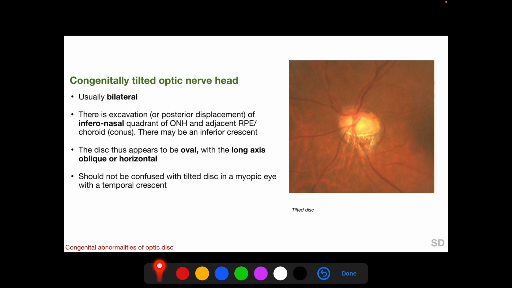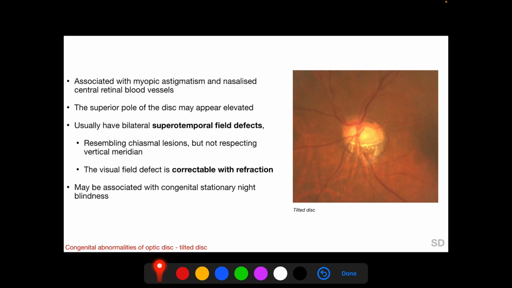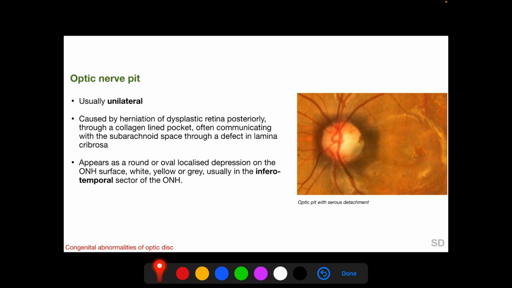With a tilted disc in a myopic eye, we find the crescent most prominent temporally. Because of this inferonasal excavation, there is myopic astigmatism and nasalization of the central retinal blood vessels. The superior pole of the disc may appear elevated. They usually have bilateral superotemporal field defects because of the inferonasal location of the excavation, and they thus resemble chiasmal lesions but do not respect the vertical midline. The visual field defect is correctable with refraction. They may be associated with congenital stationary night blindness.